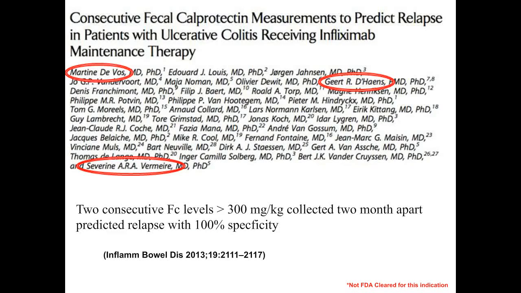And this is not only my own idea. Here's a study that came out a few years ago, a big multicentre study in Europe, and they found that if they had 2 consecutive calprotectin levels higher than 300, I do 250, 300, that's semantics, collected 2 months apart, they could predict relapse with 100% specificity.